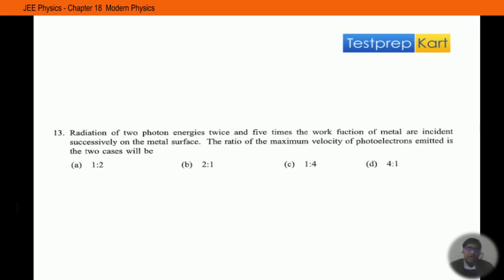Let's see the next question. A radiation of 2 photon energies, twice and 5 times the work function. So in the first case there are 2 photon energies given. Let's take E1. E1 is twice the work function. So if we take the work function as 5, it is 2 into 5. And in the second case it is 5 times the work function, 5 into 5. Now these two are incident successively on a metal surface. The ratio of the maximum velocity of the photoelectron emitted in the 2 cases.